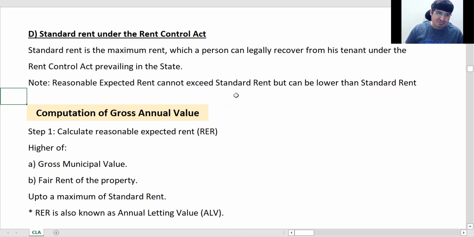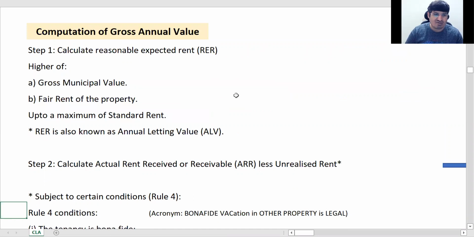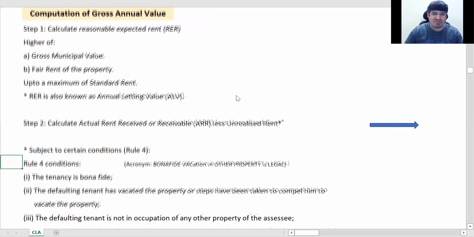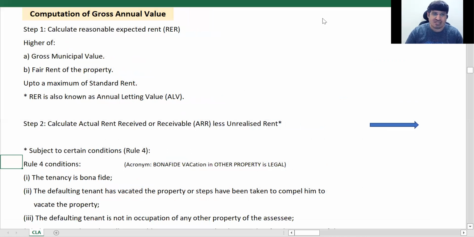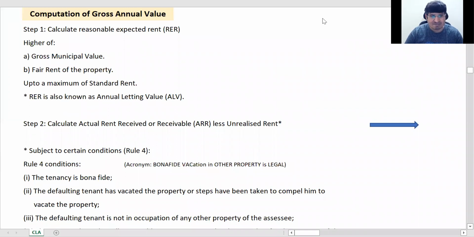easier to do problems. Now computation of gross annual value, ठीक है। हम देखेंगे कि यहाँ GAV हम कैसे कैलकुलेट करते हैं। You are able to see the screen, कि थोड़ा बड़ा करना है? Visible, sir. सबसे पहले you have to calculate RER, reasonable expected rent. This is step 1. There are 4 steps. All the concepts which we have studied above will be used.